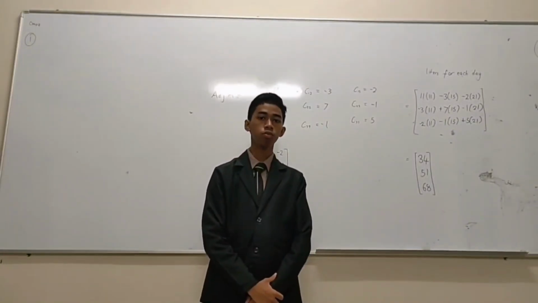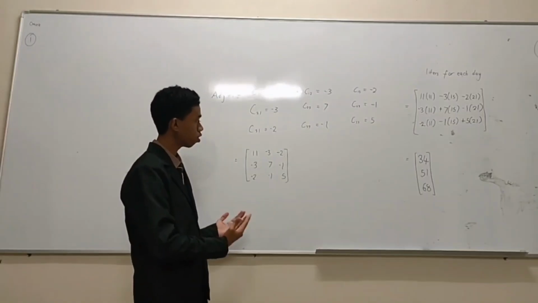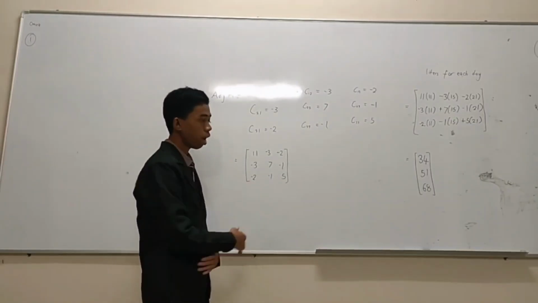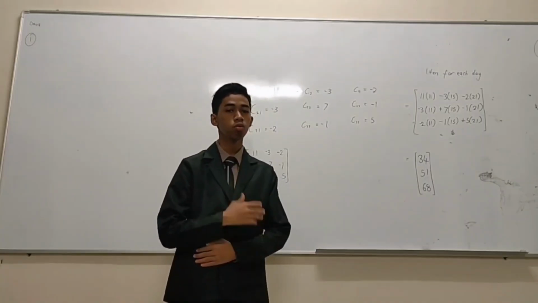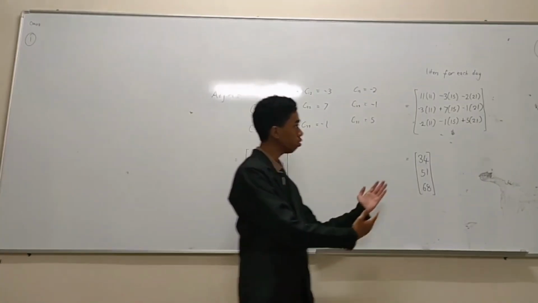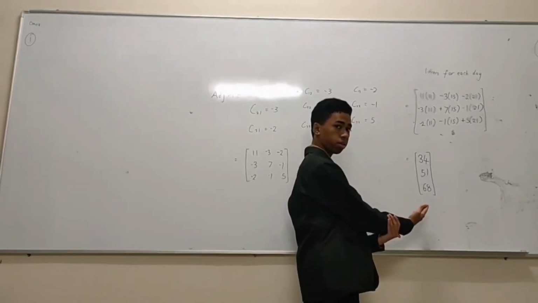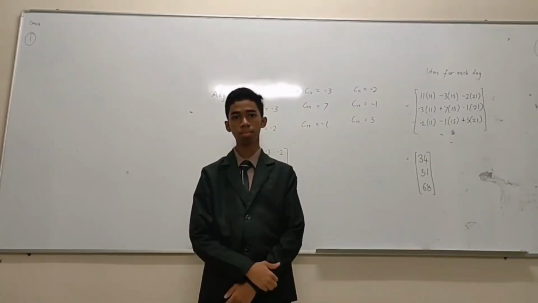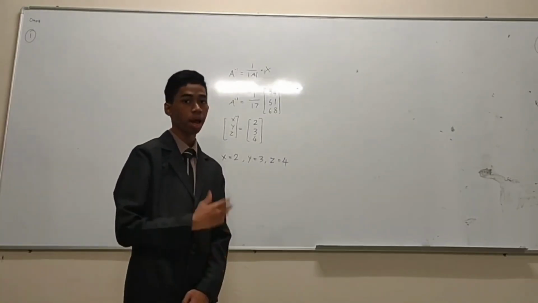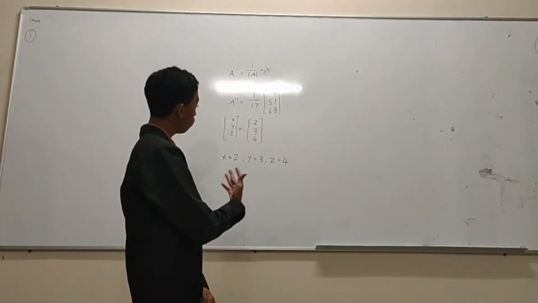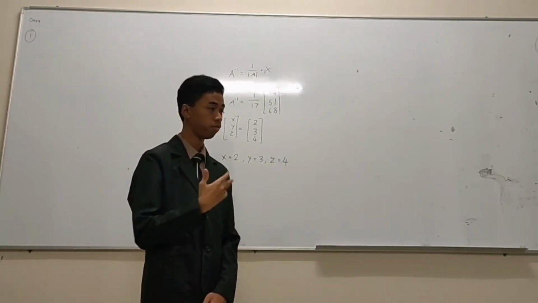And next, we have to find the adjoint of A. So, this is our calculation for the adjoint of A. And then, to find the liters used for each day, we will multiply it with the total materials. And so, it is what we got. And next, we will find the inverse matrix. And to do that, we have to divide by the determinant.